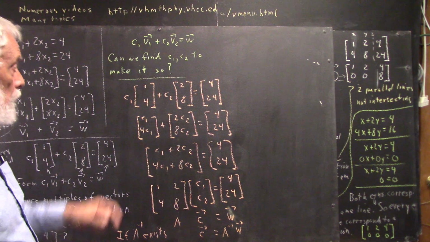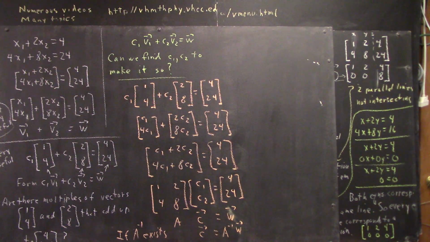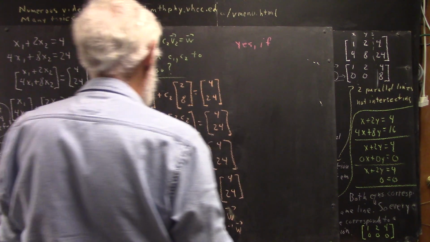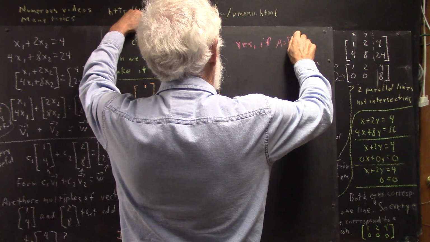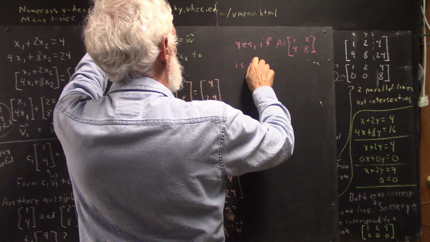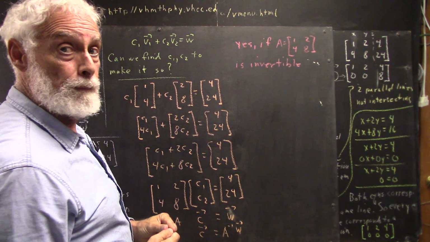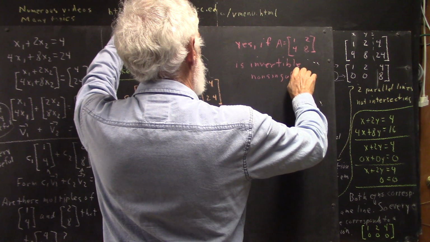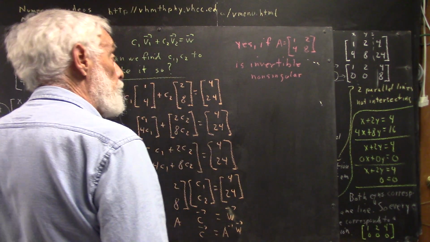So, we answer this question yes, if the A inverse matrix, and we could say A is the matrix 1, 2, 4, 8, is invertible. We don't have to use invertible. We could say non-singular. Matrix A reduces to the identity, etc.